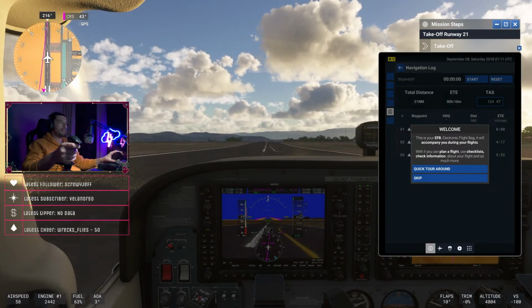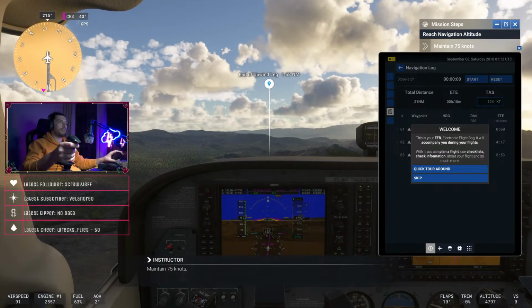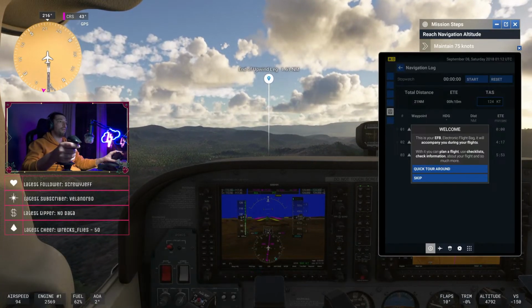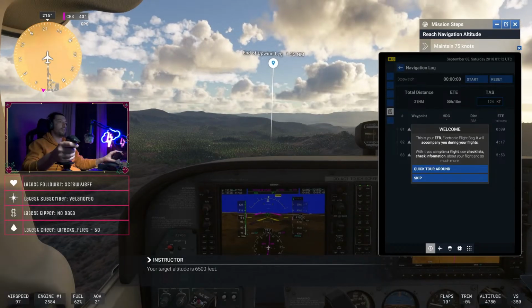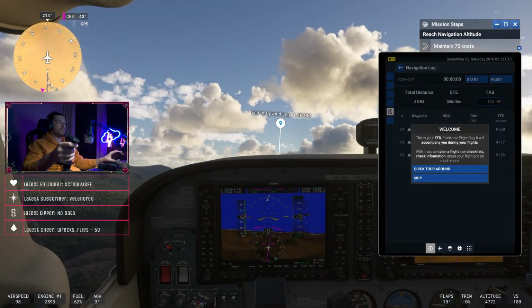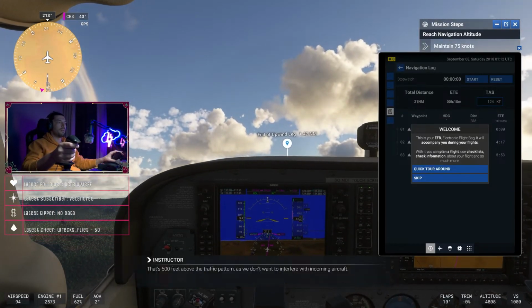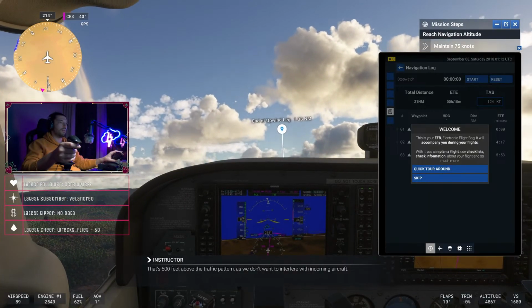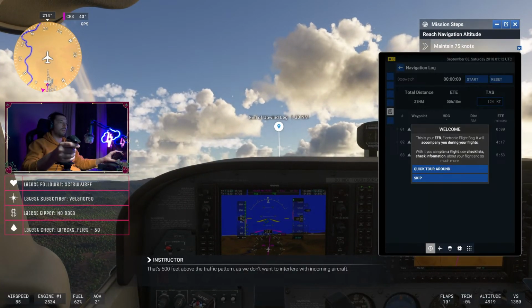All right. Don't sink. Don't sink. Maintain 75 knots. 75 knots. Okay, I'm going fast. Your target altitude is 6,500 feet. Okay, got you. That's 500 feet above the traffic pattern, as we don't want to interfere with incoming aircraft.